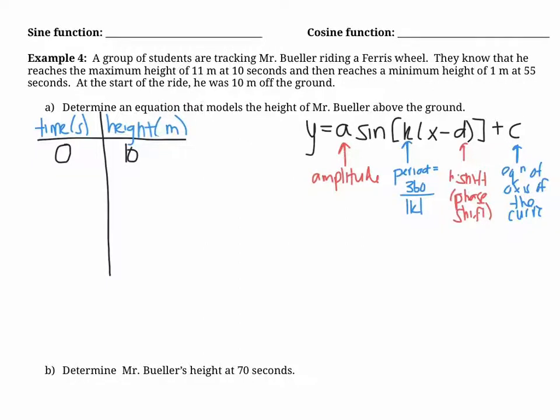Okay, so this part we've included. Let's just highlight it so we know it's done. At the start of the ride, he was 10 meters off the ground. So at time 0, he was 10 meters off the ground. That makes sense because there's probably a little platform that the Ferris wheel is on, and it's 10 meters off the ground. So now we know that he reaches a maximum height of 11 meters at 10 seconds.